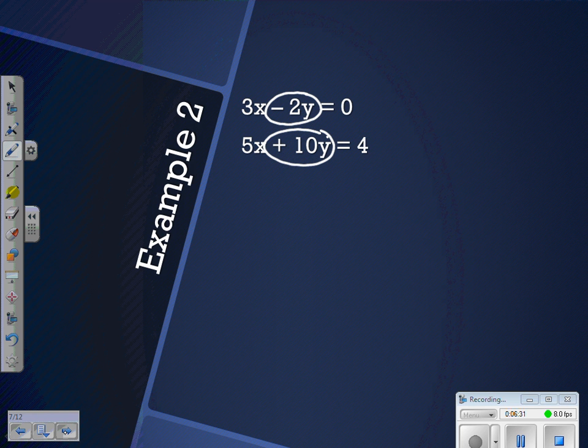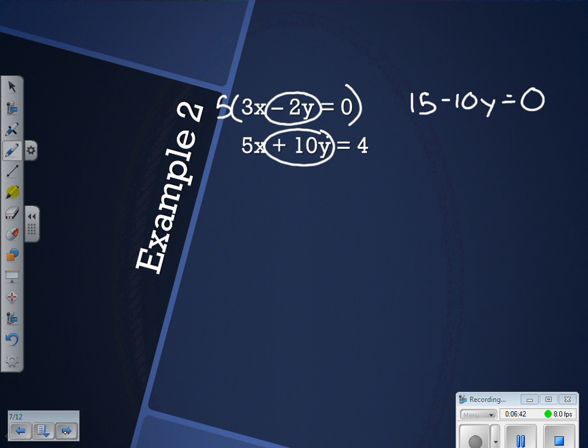And yeah. If I take this top equation, the whole thing times 5, I'm going to get 15x minus 10y equals 0. And then I'm going to write down the other one because I didn't change it at all. 5x plus 10y equals 4. And I like what I see because right now, if I add these, sorry, I should have said x there. 15x plus 5x gives me 20x. Negative 10 and 10, gone. So equals 4. I just eliminated the y.